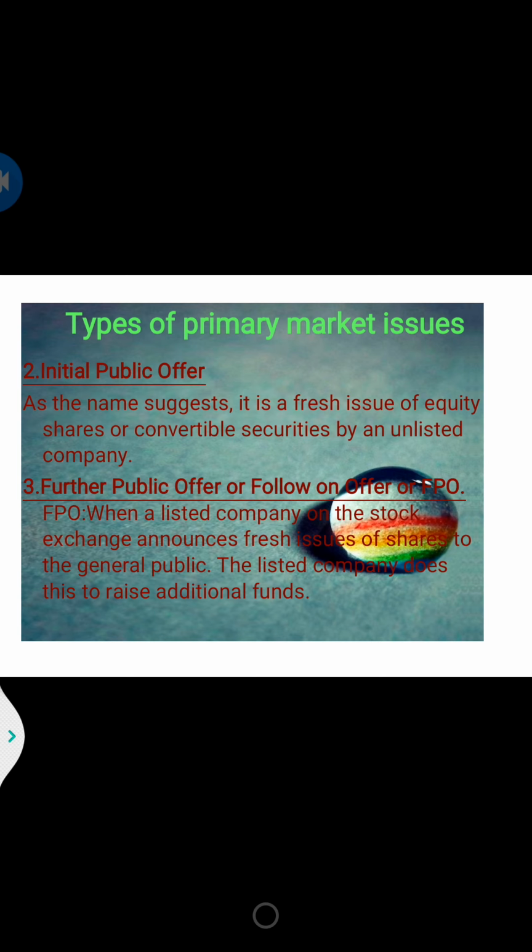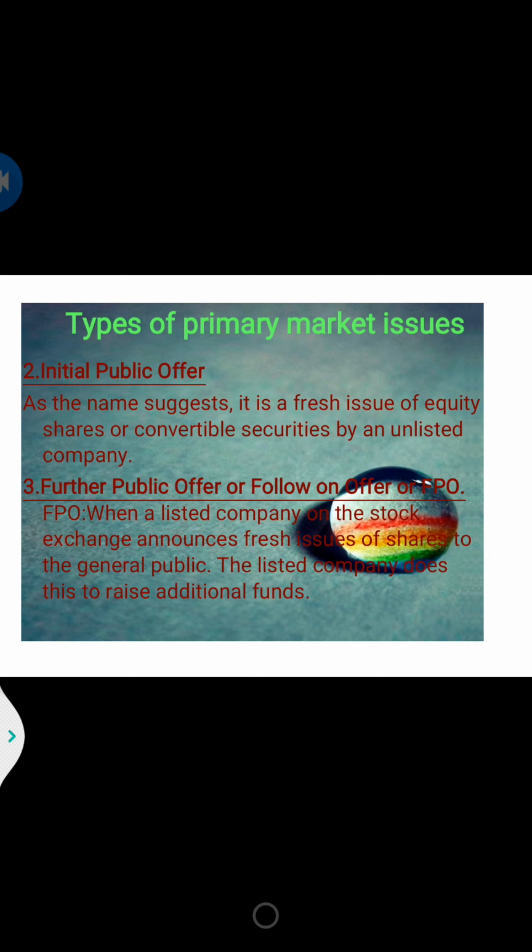In simple words, what is this initial public offering? Be clear: when a company whose stock is not publicly traded wants to offer that stock to the general public, it takes the form of an initial public offering. Initial issues are issues of shares for the first time, either after incorporation or conversion from a private limited into a public limited company.